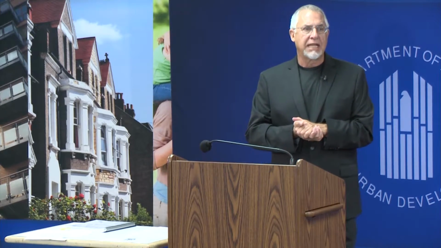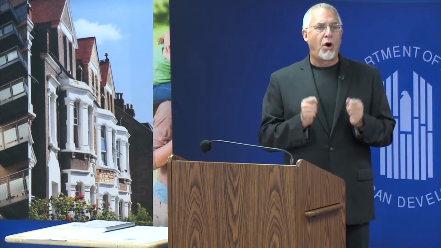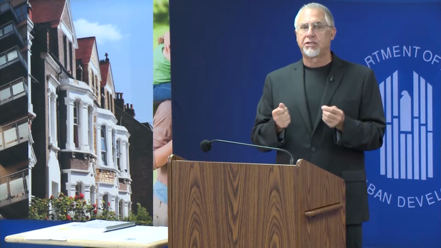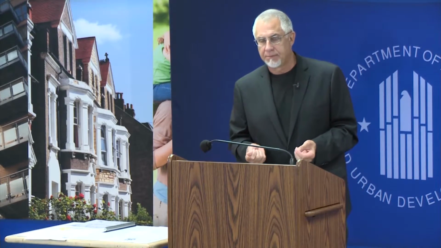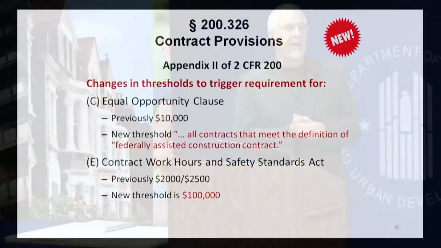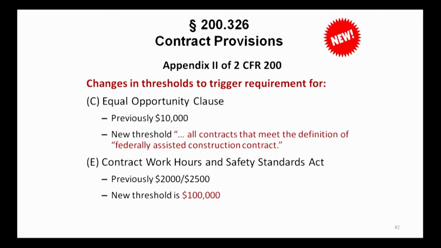The threshold used to be $10,000. Now it's required for all contracts that meet the definition of federally assisted construction contract. And then we have the Contract Work Hours and Safety Standards Act. The threshold used to be $2,000 and $2,500. Now it's been raised to $100,000.